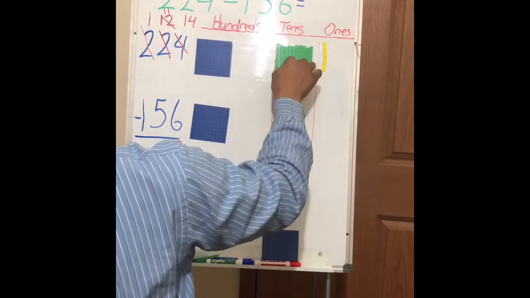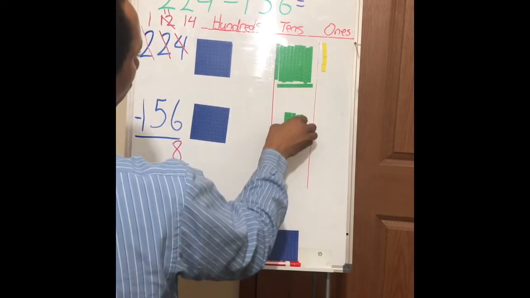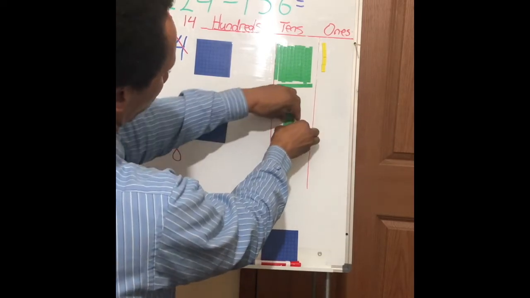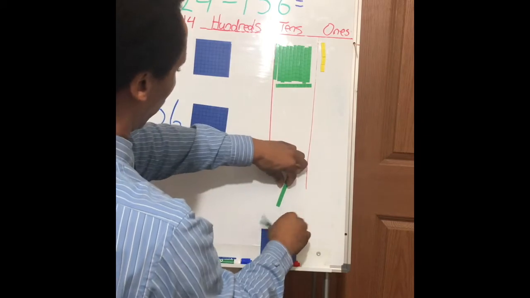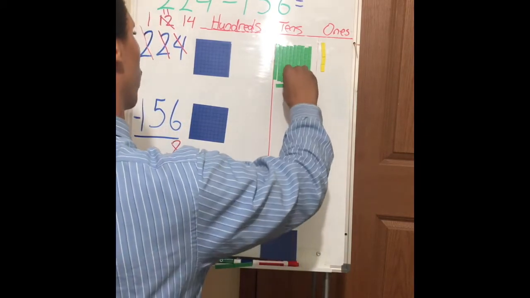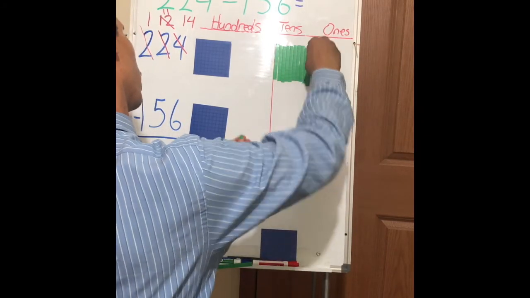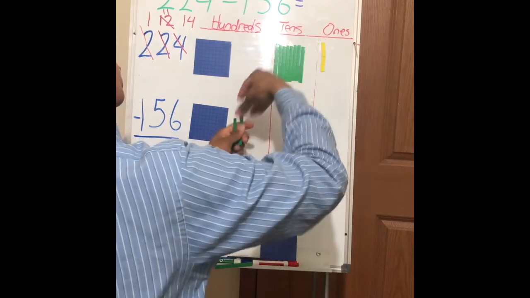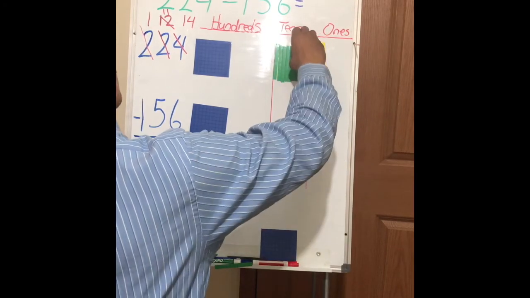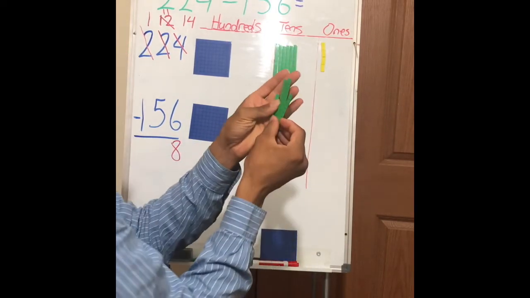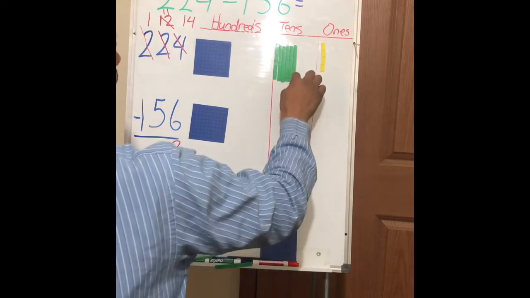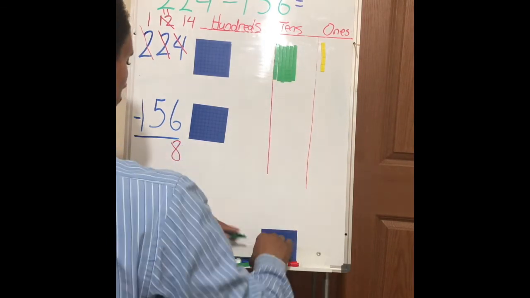And I have 11 10s. I'm going to take away 5. Get this subtraction out. 1, 2, 3, 4, 5. I took away 5 sets of 10. So now I'm left with 1, 2, 3, 4, 5, 6.